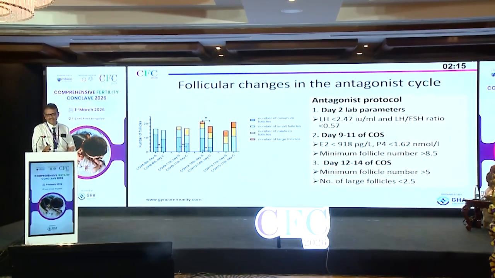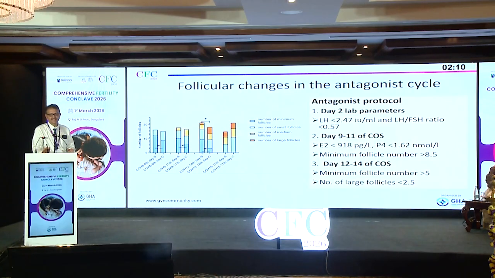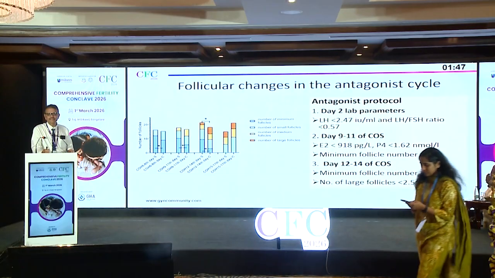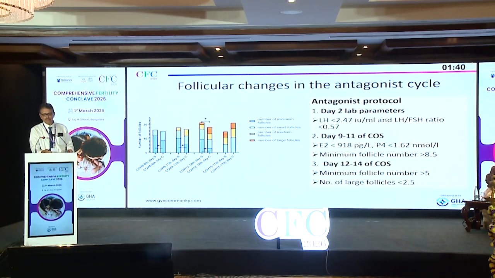And the LH-FSH ratio less than 0.57 will tell us, yes, there is a possibility that you can have a suboptimal ovarian response. And on day 9 of the stimulation, if your estradiol levels are less than 900 picograms per liter, and the minimum number of follicles greater than 8, that means again the recruitment has not taken place. That means the number of follicles less than 10 millimeters are on the higher side. And day 12 to day 14, you find that the number of large follicles, that is more than 18, is less than 2.5.